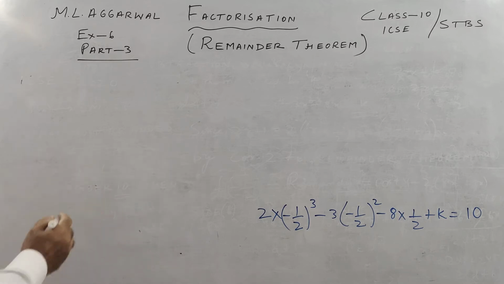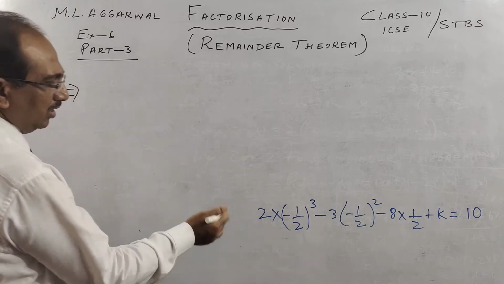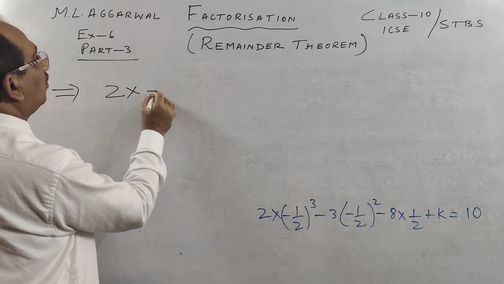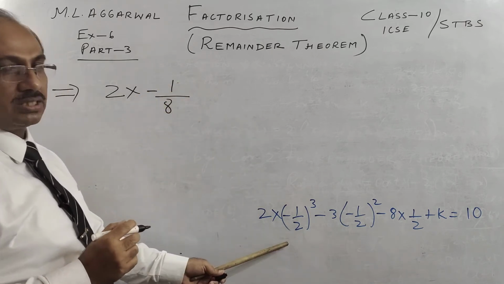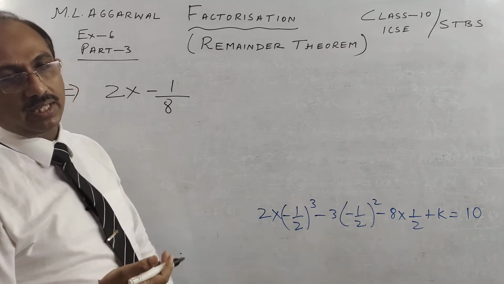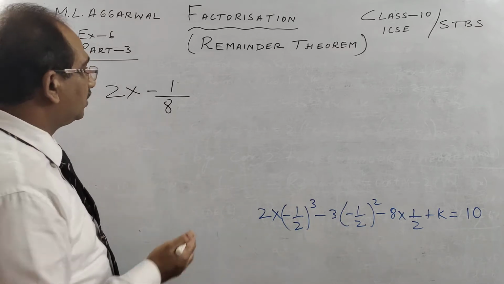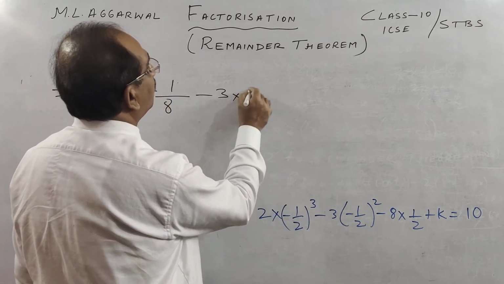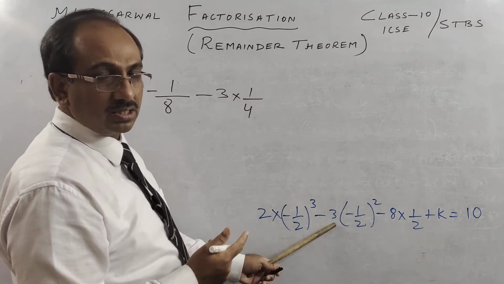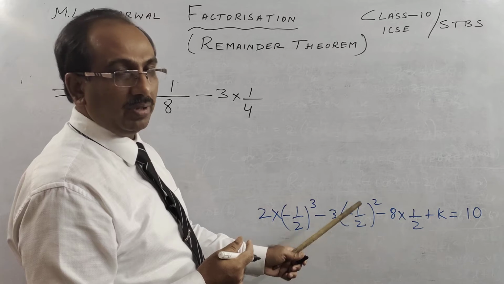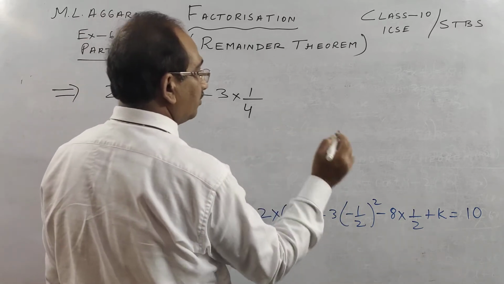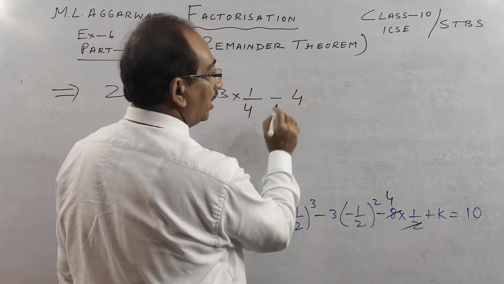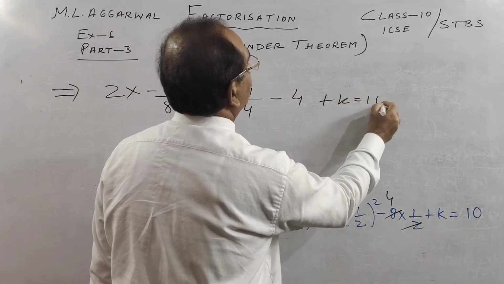So let us solve for k. This equation becomes very easy, a simple equation. 2 into minus half, into 3 times, you will get minus 1 by 8. Thrice, so minus half, 3 times, you get minus 2 into 2 into 2, you get 8. So this is minus 3. Minus half square means it will give you plus 1 by 4. Minus minus plus. So minus half into minus half, minus minus plus, and half into half is 1 by 4. Minus 4. Okay. Plus k is equal to 10.